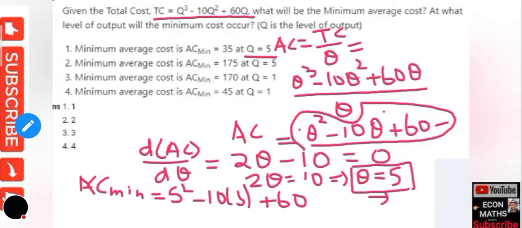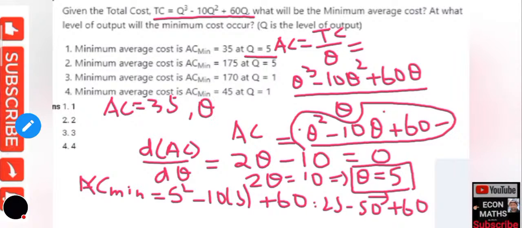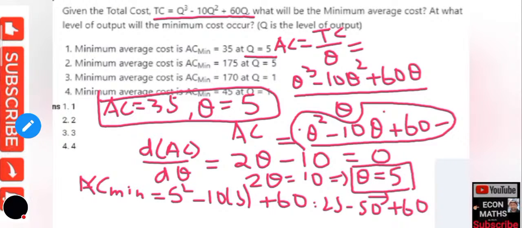plus 60. Now 5 square is 25, so I will write 25 minus 50 plus 60. Solving this, 25 minus 50 is minus 25, and 60 minus 25 is 35. So our average cost is 35. That is the minimum average cost, and our quantity is 5. So the correct option is the first one.